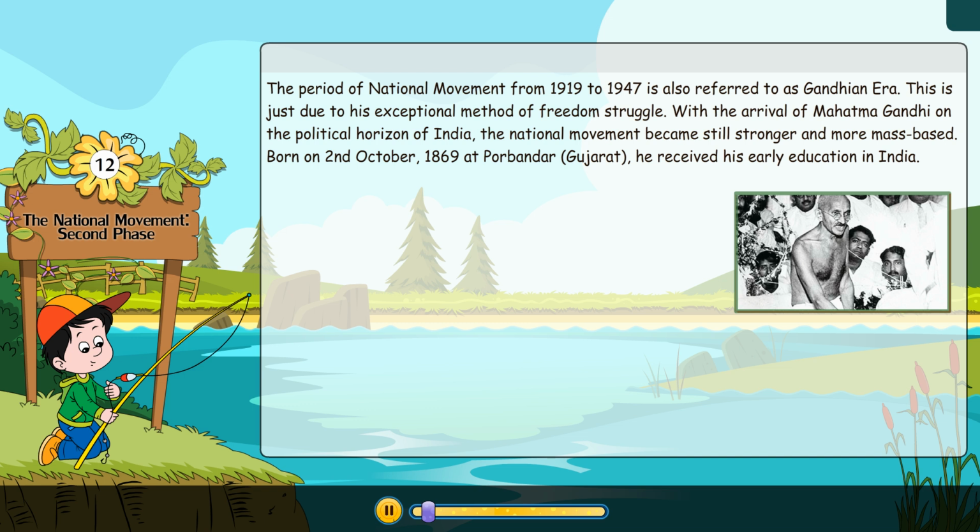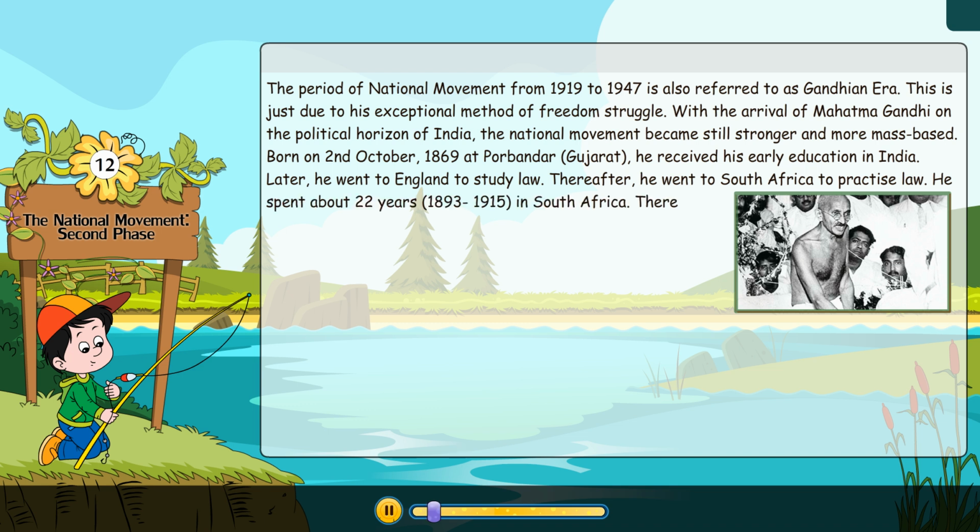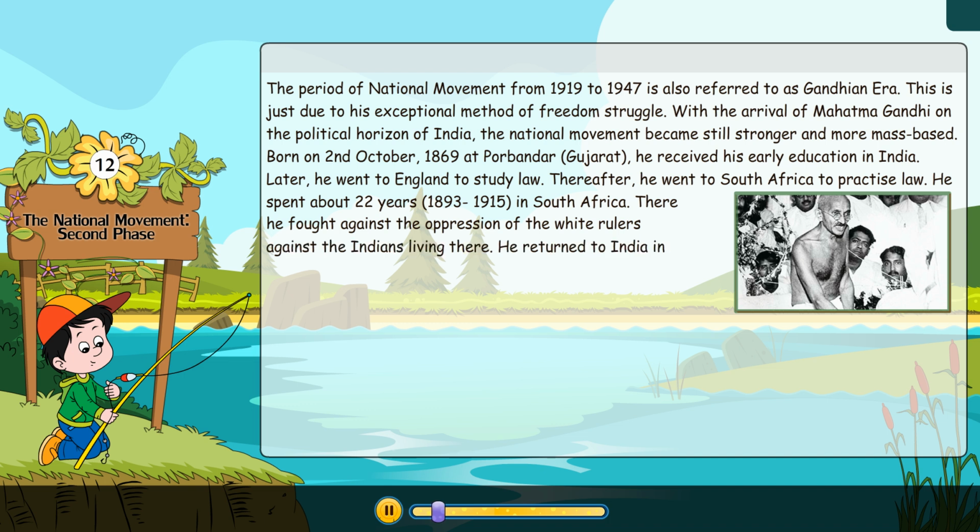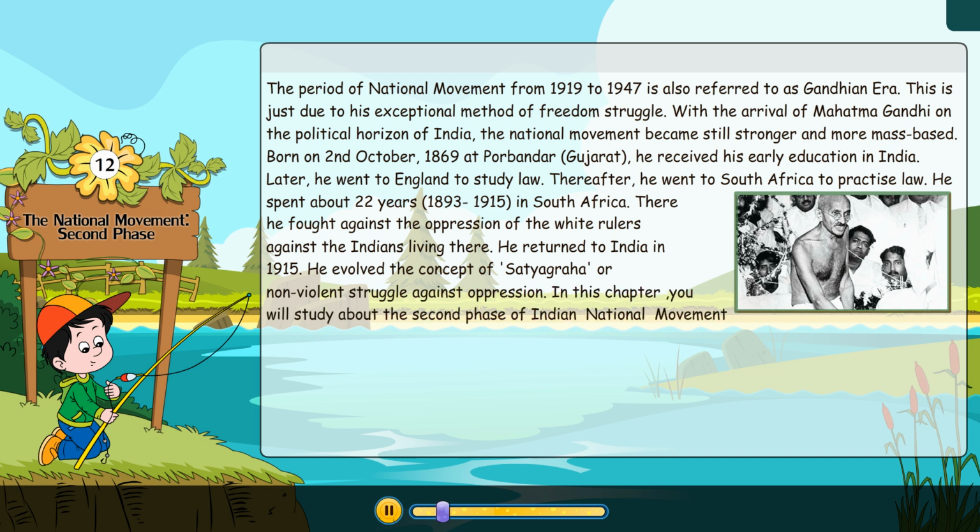mass-based. Born on 2nd October 1869 at Porbandar, Gujarat, he received his early education in India. Later, he went to England to study law. Thereafter, he went to South Africa to practice law. He spent about 22 years, 1893 to 1915, in South Africa. There he fought against the oppression of the white rulers against the Indians living there. He returned to India in 1915. He evolved the concept of satyagraha or non-violent struggle against oppression. In this chapter, you will study about the second phase of Indian national movement.